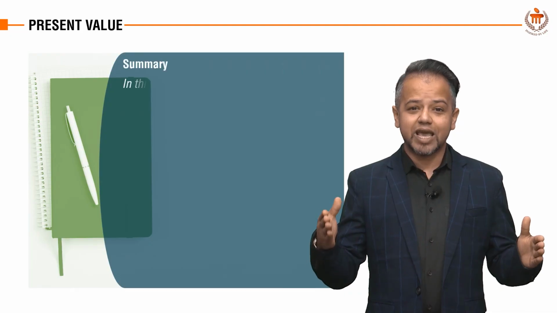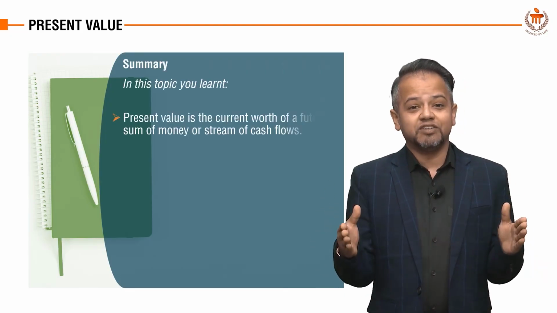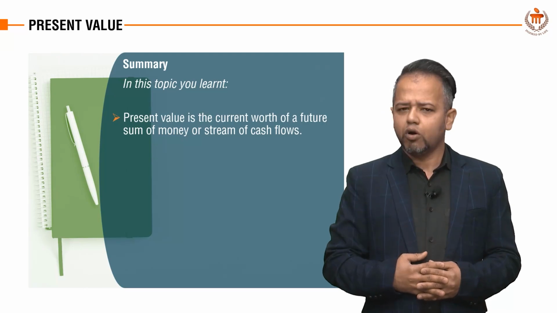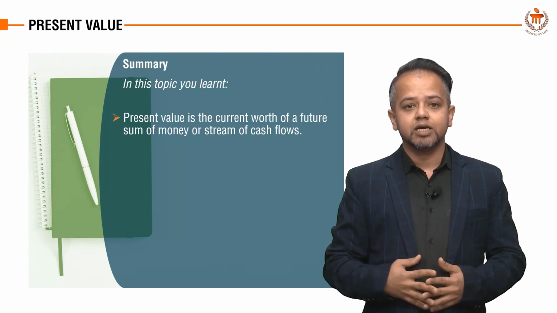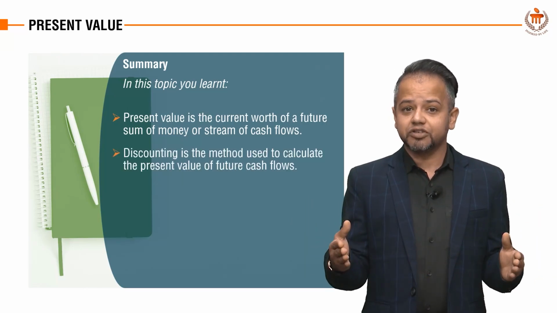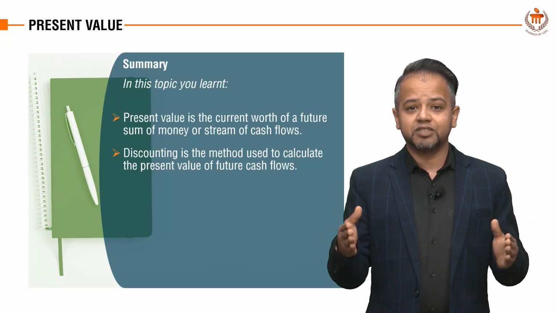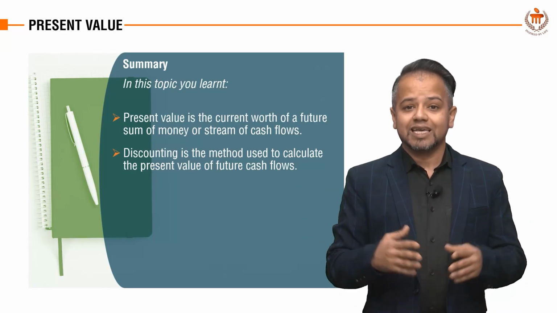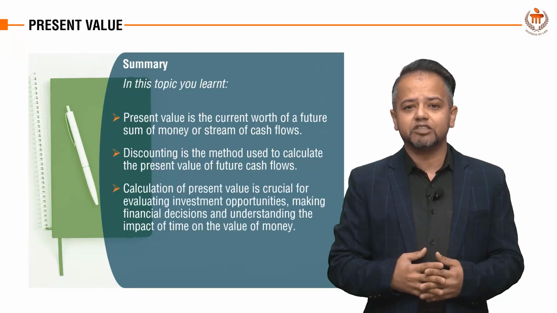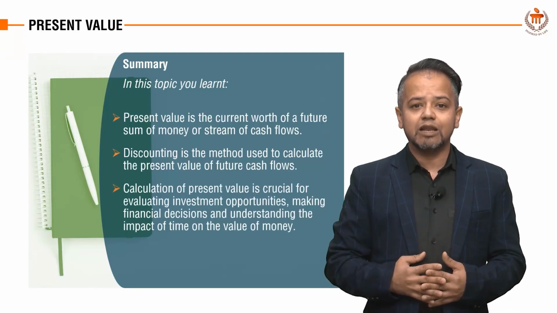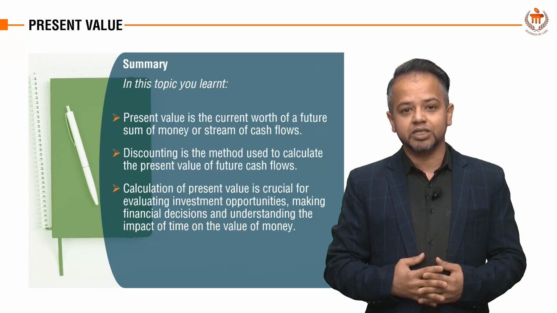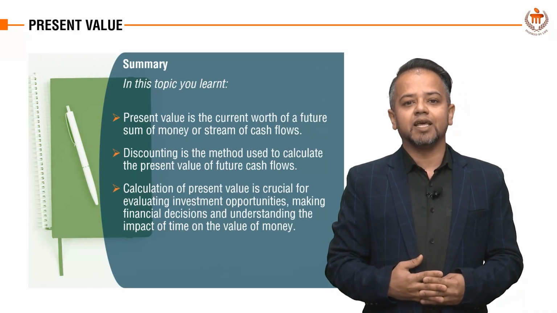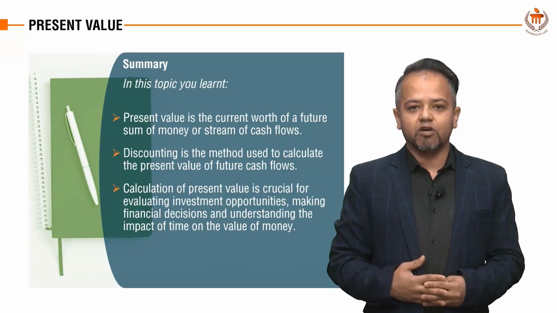In this session, we have learned that present value is the current worth of a future sum of money or stream of cash flows. Discounting is the method used to calculate the present value of future cash flows. We have also learned calculation of present value is very much crucial for evaluating investment opportunities, making financial decisions, and understanding the impact of time on the value of money.